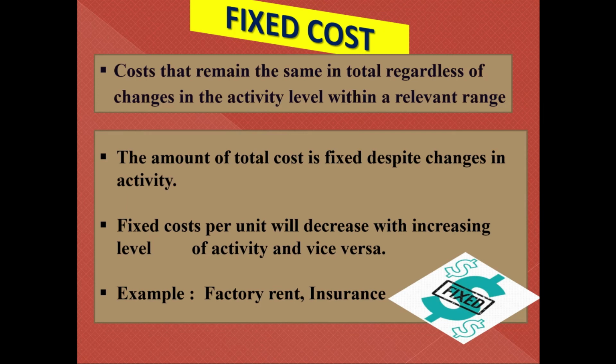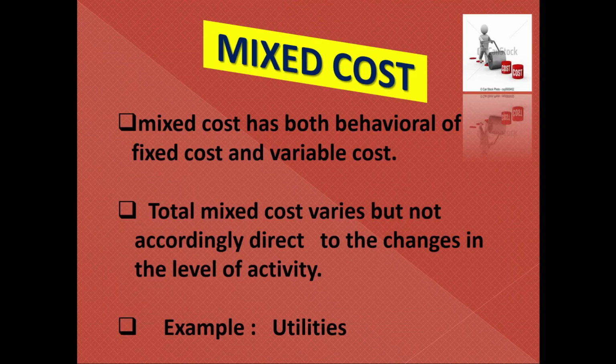What is fixed cost? Costs that remain the same in total regardless of changes in the activity level within a relevant range. The amount of total cost is fixed despite changes in activity. Fixed costs per unit will decrease with increasing level of activity and vice versa. Examples: factory rent, insurance.